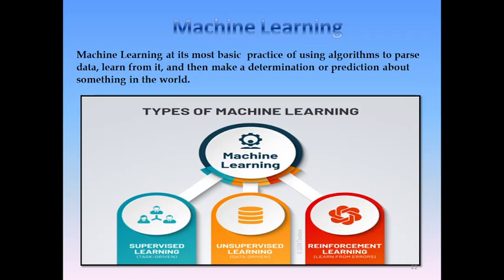In data science, machine learning is also a very useful tool. What is machine learning? Machine learning is the most basic practice of using algorithms to parse data, learn from it, and make determinations or predictions about something in the world. There are three types of machine learning we use in data science. The first one is supervised learning, the second is unsupervised learning, and the third is reinforcement learning.